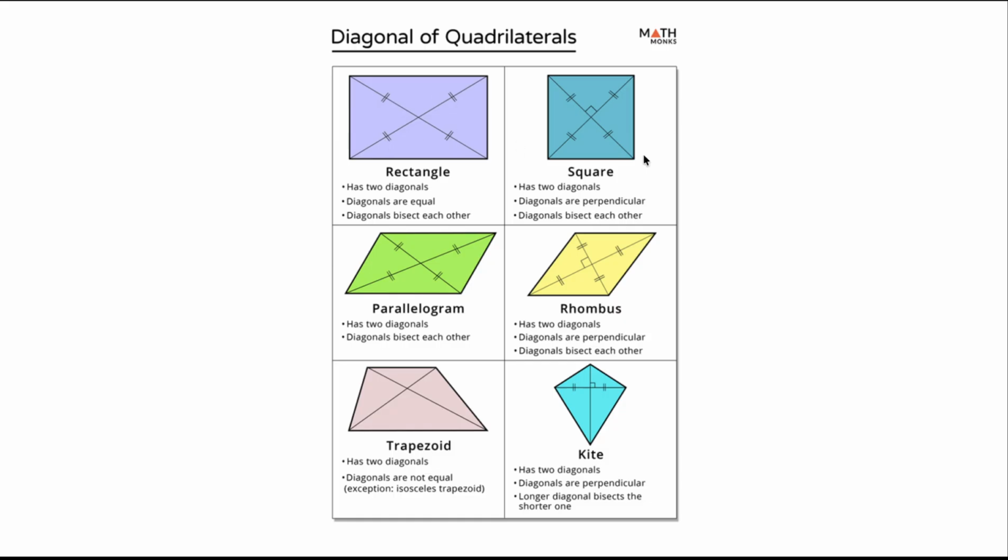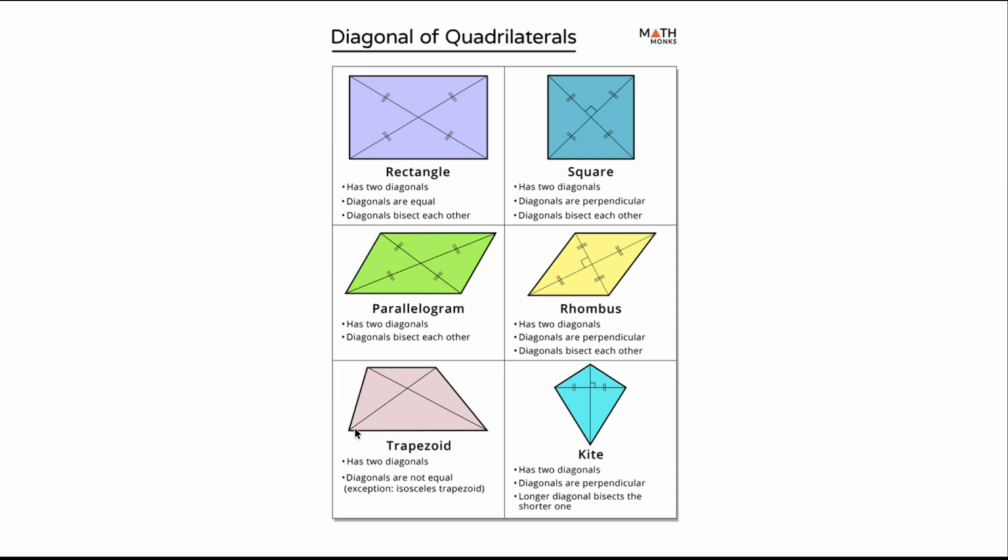Secondly, a square, same thing. It has two diagonal lines, they bisect each other perpendicularly, and they are all equal in distance. It makes four little equal right angle triangles inside. And then we have a parallelogram. It has two diagonals. They bisect each other perfectly in the center, creating equal line segments. A rhombus has two diagonals, and the diagonals are perpendicular.